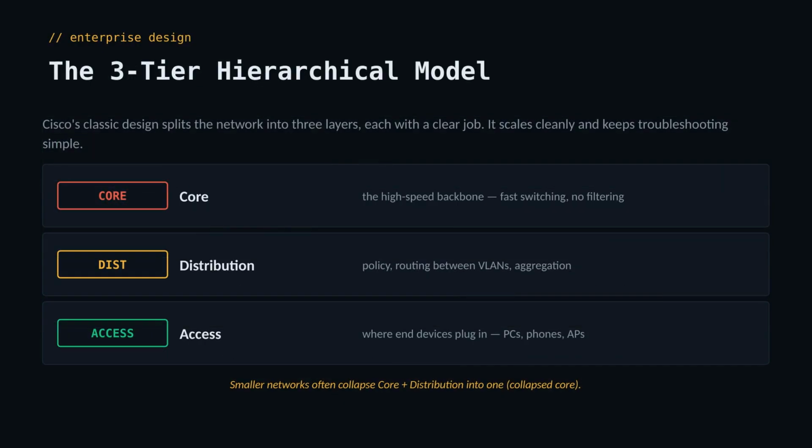Once you move beyond a single topology and start designing a whole enterprise network, Cisco's three-tier model is the blueprint you'll keep coming back to. At the bottom, the access layer is where users plug in: PCs, phones, access points. Above that, distribution handles the thinking: routing between VLANs, applying policy, and aggregating all those access switches. And at the top, the core is pure speed, a backbone that just forwards traffic as fast as possible, no filtering, no slowdowns. In smaller networks, you'll often see core and distribution merged into a single collapsed core, but the roles themselves don't go away.